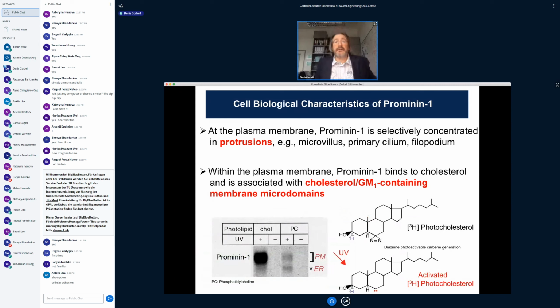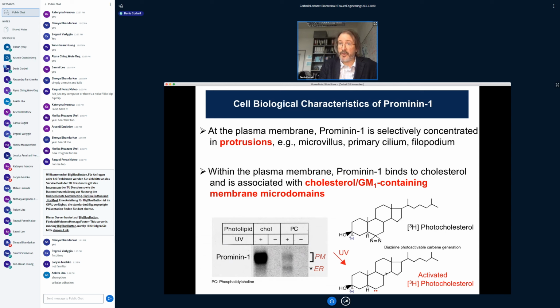And we have found that using a compound called photocholesterol. The compound was developed by my colleague in Heidelberg. This compound is very similar to cholesterol, but you have a tritium group here. It's radioactive. And you have a carbon residue here, which after UV light makes this compound very, very active. So every molecule very close to the photocholesterol will bind to it.